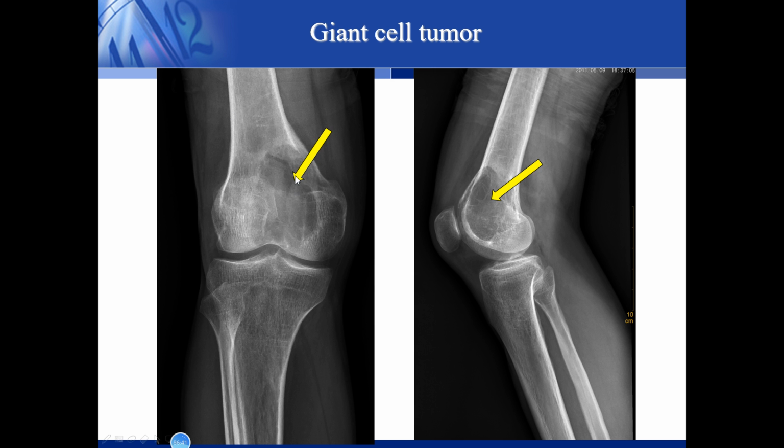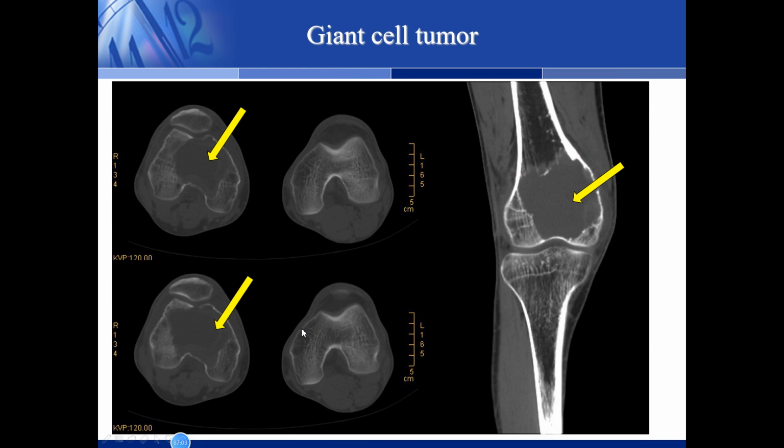And here is the distal part of the femur, and we could see the local destruction, and the destruction has a soap bubbling appearance. The surrounding tissue is normal. So this is the giant cell tumor.